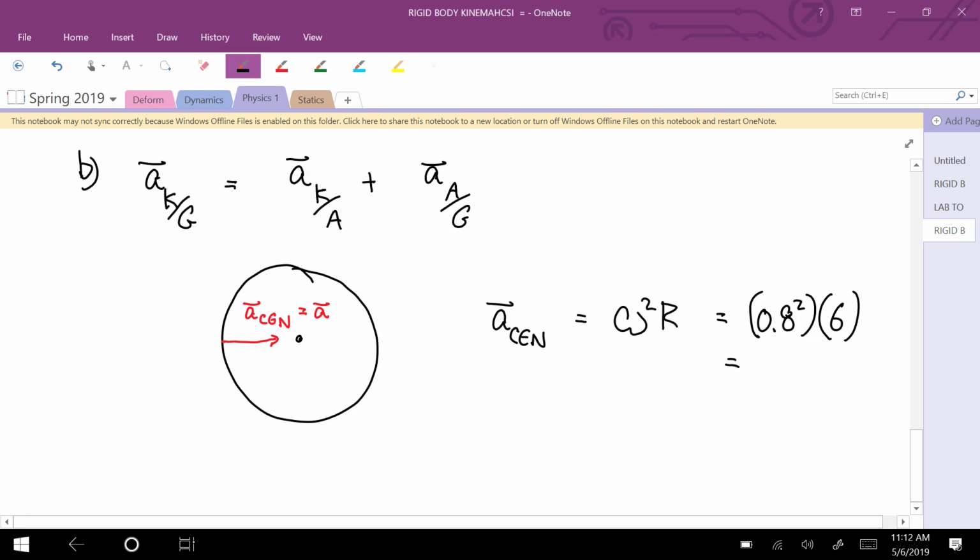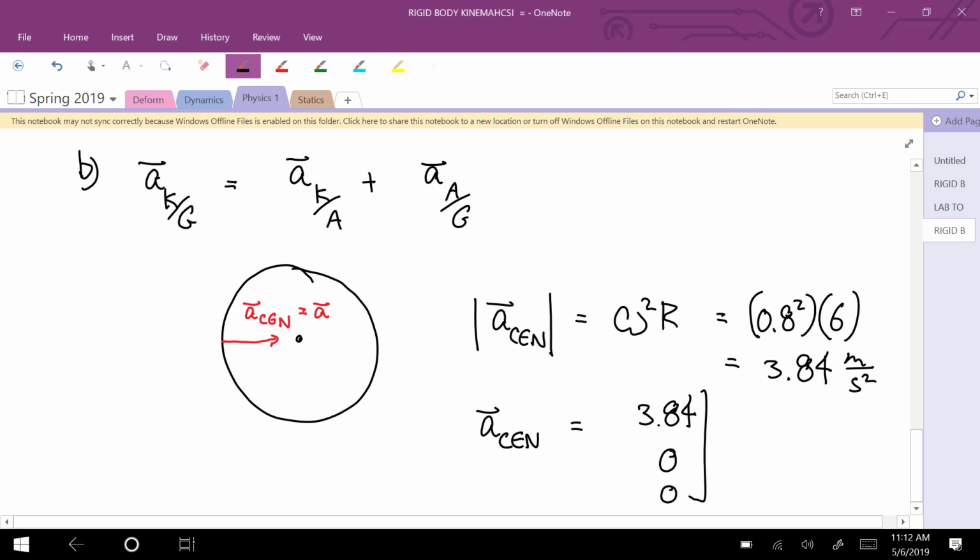That is 3.84 meters per second squared. Okay. That's the magnitude, and so the centripetal acceleration vector is in the positive x direction, so that's 3.84, 0, and then 0 for z too if we're doing it in 3 dimensions.